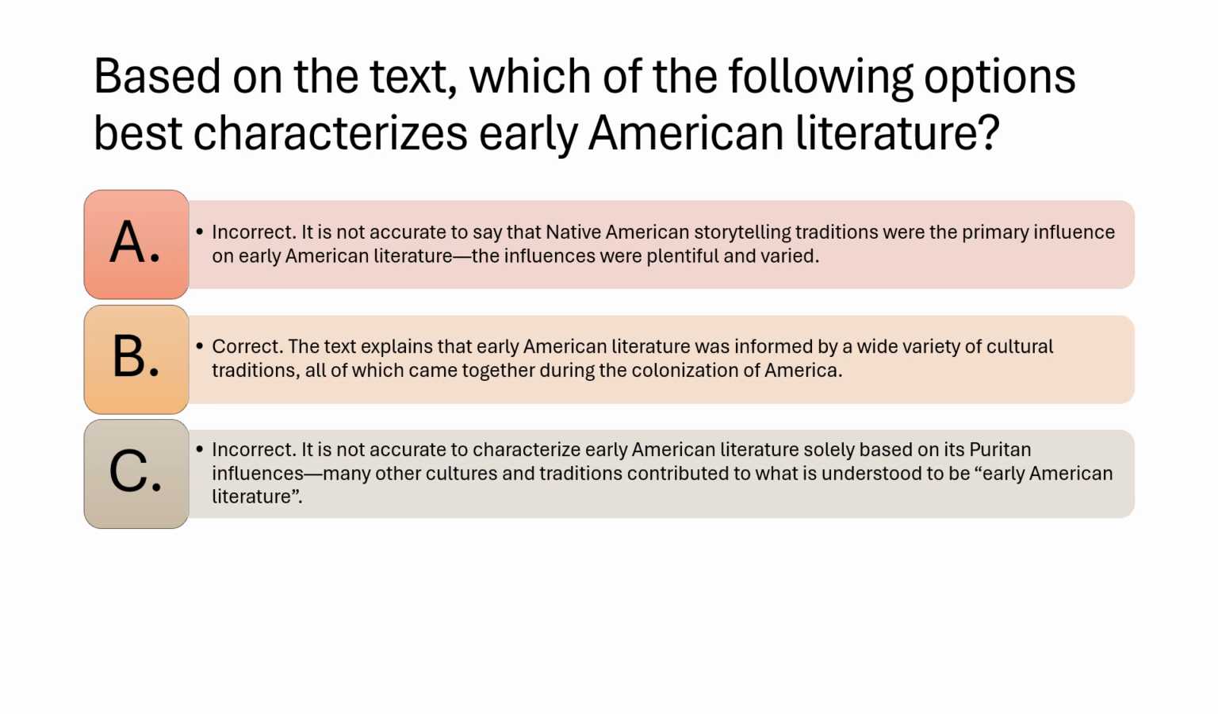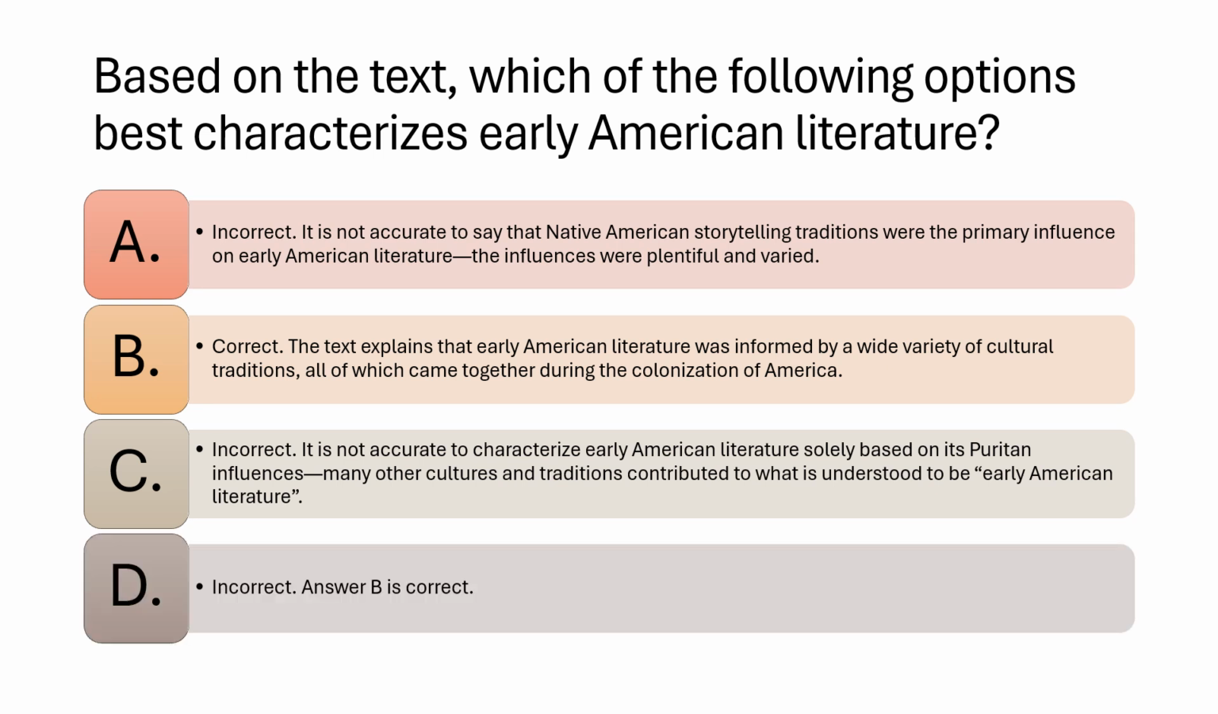C is incorrect. It is not accurate to characterize early American literature solely based on Puritan influences. Many other cultures and traditions contributed to what is understood to be early American literature. D is incorrect. Answer B is correct.